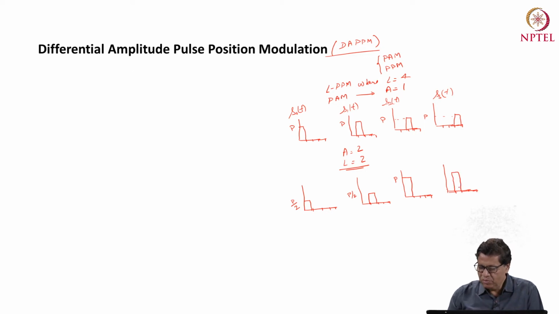So I have used both position and amplitude to define my symbols. So this is A is equal to 2 and L is equal to 2. And in both the cases, M is equal to 2 bits per symbol. So this will have high transmission capacity, and so there are actually 2 raised to power M disjoint waveforms.